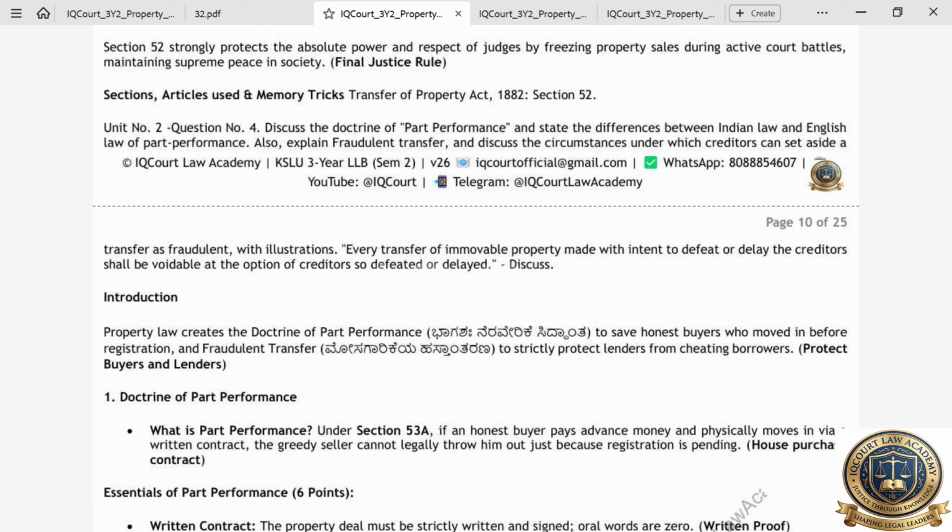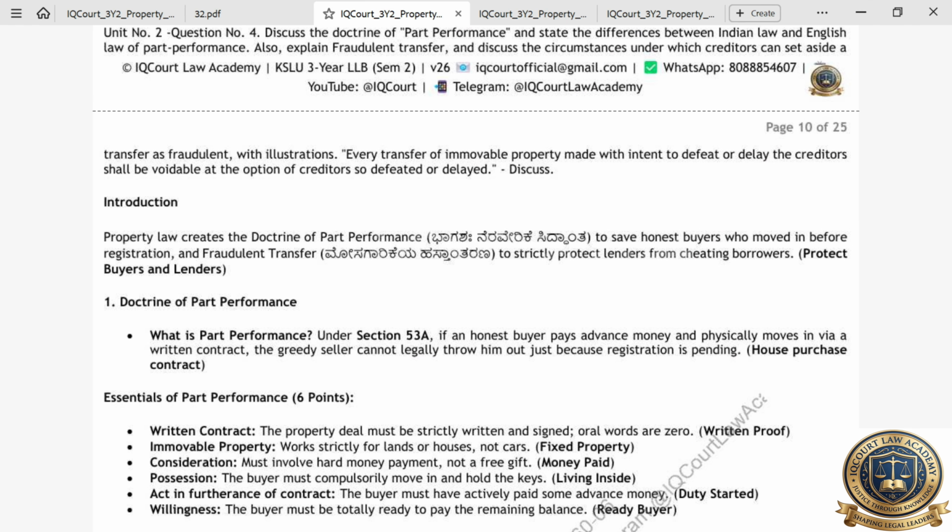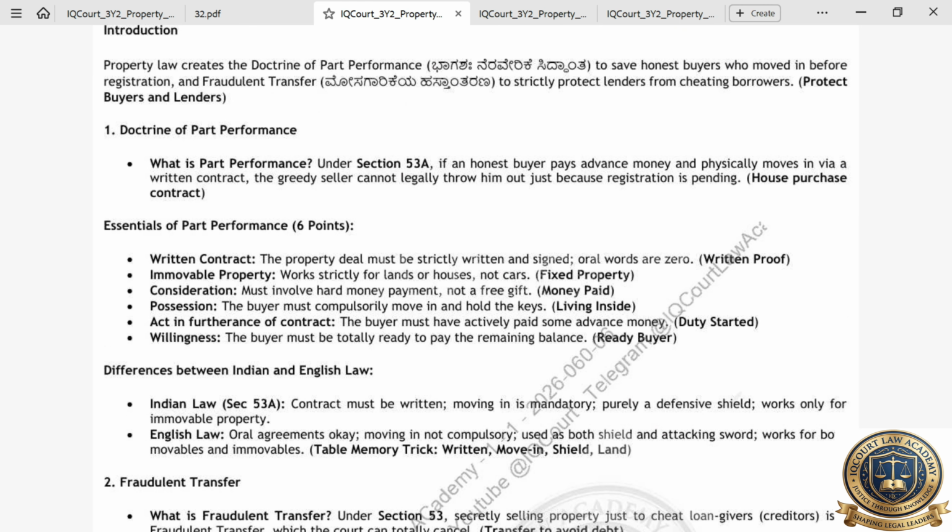The greedy seller can't legally throw him out just because registration is pending, because full payment is not done. So he can't throw out the person who has already paid the advance amount and already taken physical possession of the property. Essentials of part performance.